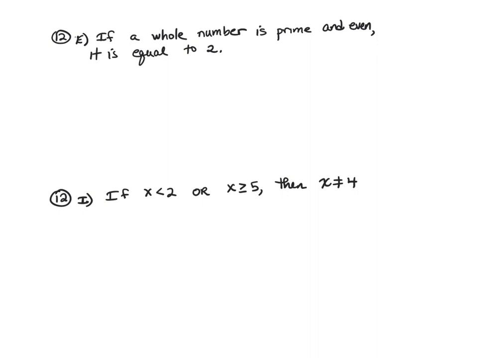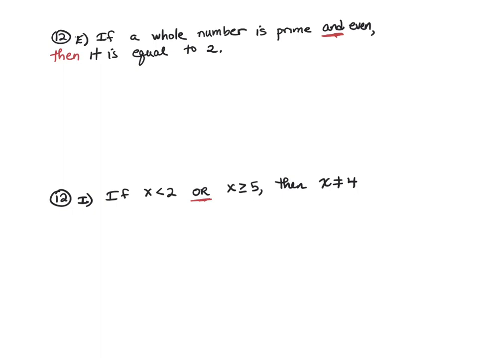12E is, if a whole number is prime and even, it is equal to 2. And 12I is, if x is less than 2 or x is greater than or equal to 5, then x is not equal to 4. Notice in these two problems, this antecedent has a conjunction, and this antecedent in 12I has a disjunction, or. The then is not written in 12E, but it's implied. I could write it in here. The comma implies the then.